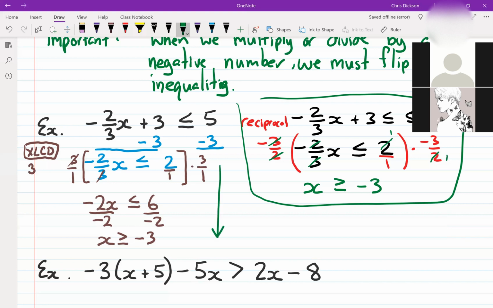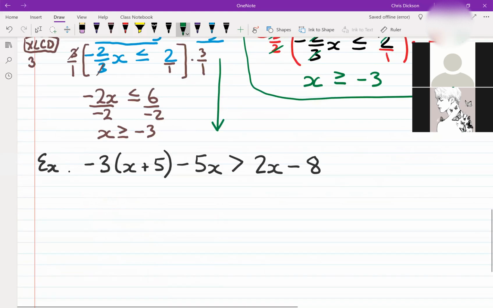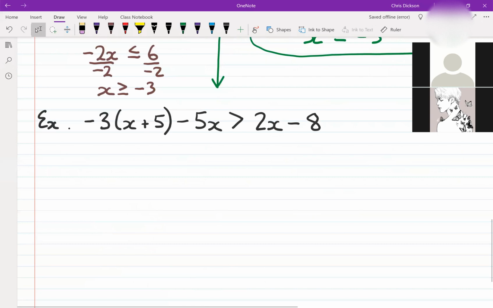Okay, so let's maybe do 2 more questions here. Let's try this one here if you haven't started yet. Negative 3x plus 5 minus 5x bigger than 2x minus 8.